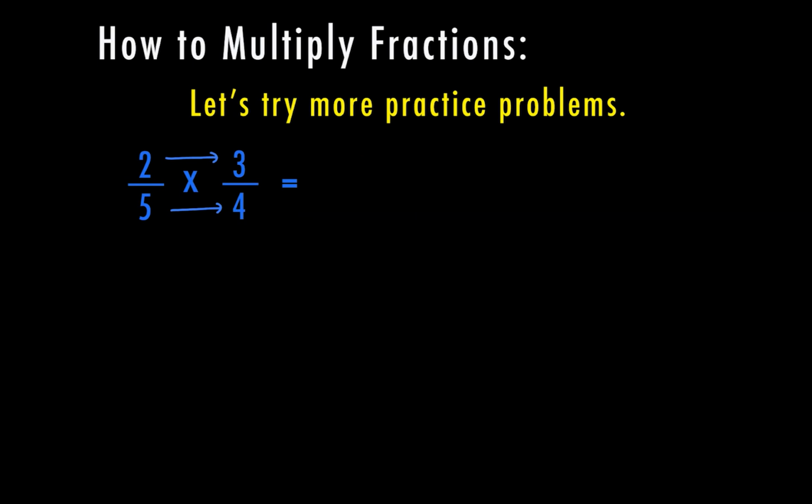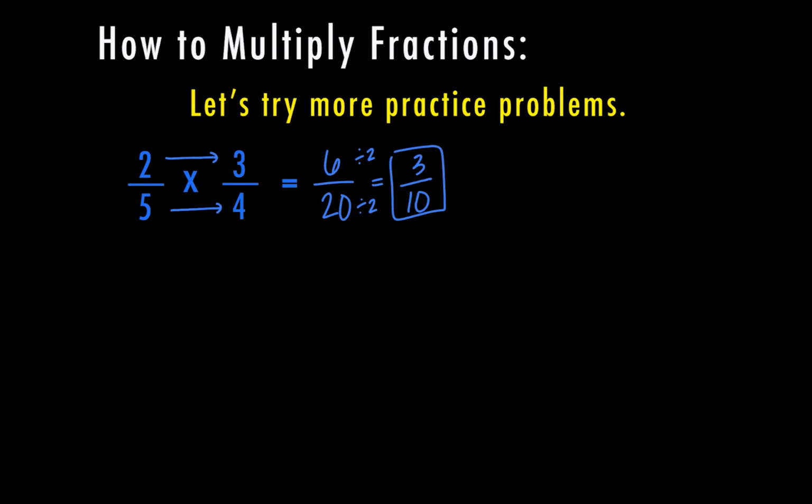Okay, let's go ahead and check your work. So 2 times 3 on top is 6, 5 times 4 is 20. Now I can go ahead and reduce this. If you reduced in the problem before you multiplied, we'll check that in a second. 6 over 20, they're both even numbers, so I can divide by 2, and that gives me 3/10.